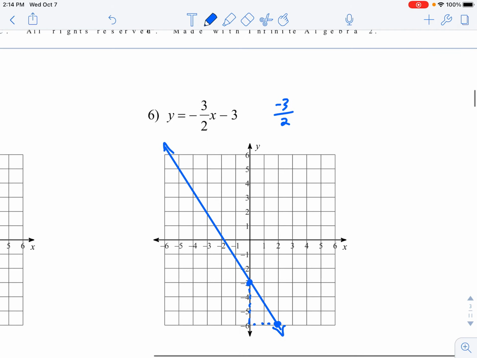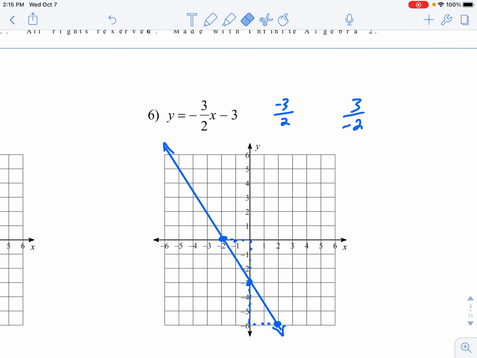Now, you could apply the negative to the bottom number, and that would be up 3, but backwards 2. And that would take you to a different dot, but it's the same line. So that would work also. What you cannot do is apply a negative to the top and the bottom, because negative 3 over negative 2 actually cancels and gives you positive 3/2, which is not the correct slope.